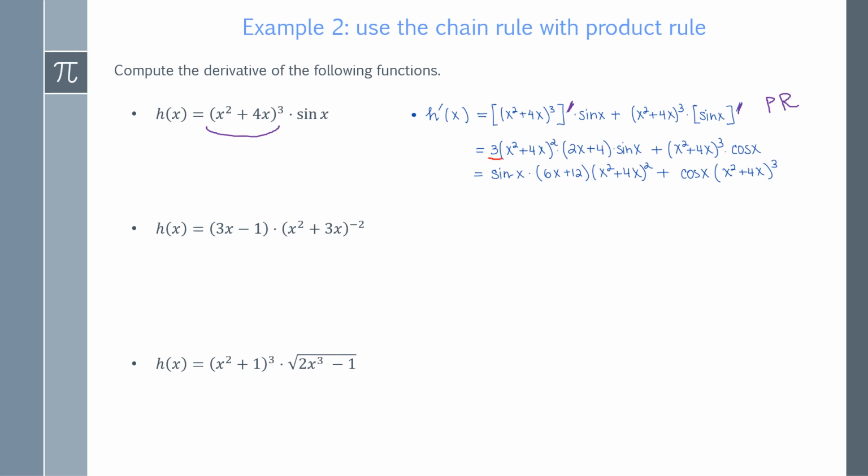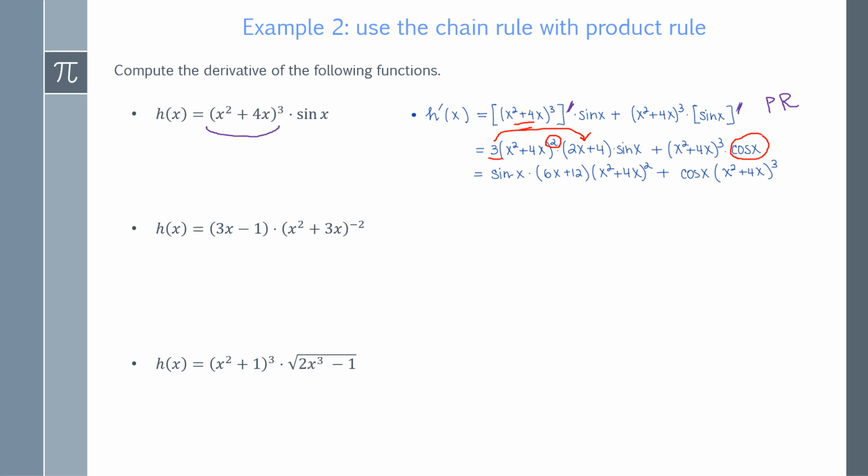So this is 3 times (x squared plus 4x) raised to the second power. Okay, so I'm first applying the power rule, times the derivative of the inside, which is 2x plus 4. Okay, and then times sine of x. Now the derivative of sine of x is cosine of x, so that's what we get over here. And the last step that I'm doing is distributing 3 through this linear group right here. So that's where 6x plus 12 comes from. And then I also rearranged my terms a little bit.